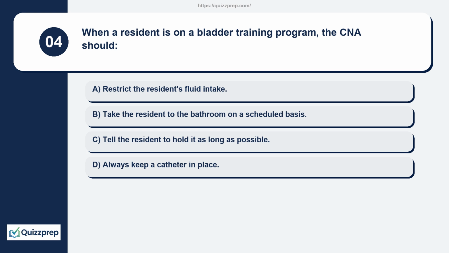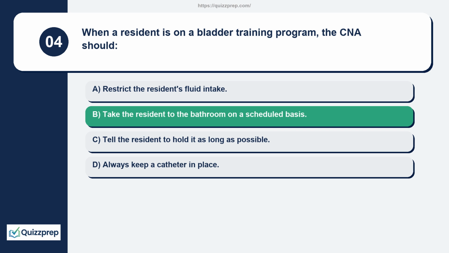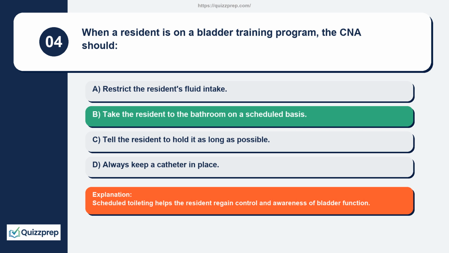Question 4. When a resident is on a bladder training program, the CNA should restrict the resident's fluid intake. Take the resident to the bathroom on a scheduled basis. Tell the resident to hold it as long as possible. Always keep a catheter in place. Scheduled toileting helps the resident regain control and awareness of bladder function.